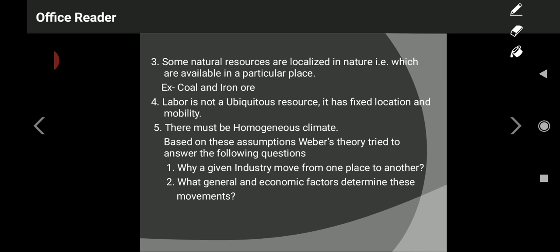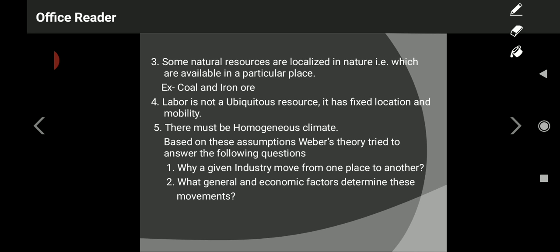If you want to start a sugar industry, as I said in the beginning, India is a suitable location for that. At the same time, if you locate that sugar industry in Germany or France, that area is not suitable because the climate is not homogeneous in Germany and India. There are a lot of variations and differences in climatic conditions compared to India and other countries. So because of that, he has taken a single country for his explanation with different consumption centers.